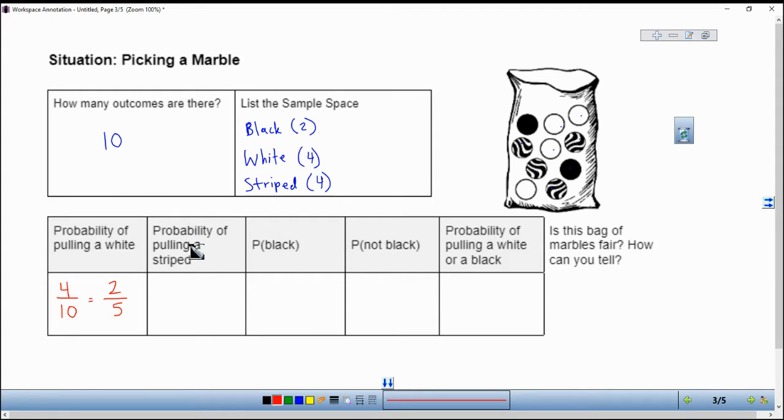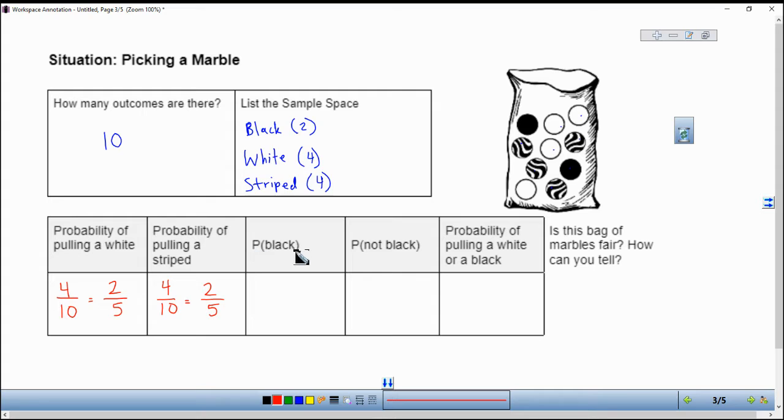The probability of pulling a striped marble. Well, the striped ones, there's 4 of those as well out of 10, which is also equivalent to 2 out of 5. So what that might mean is if you had 5 chances to pull out a marble, 2 of those 5 would likely be striped. Now that's the theoretical probability. You'd actually have to follow through with that experiment to see if that's true. But pulling a striped and pulling a white marble, they're equal. 2 out of 5, 2 out of 5, or 4 out of 10, and 4 out of 10.